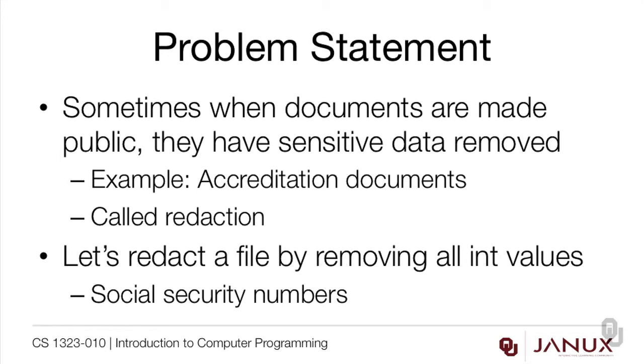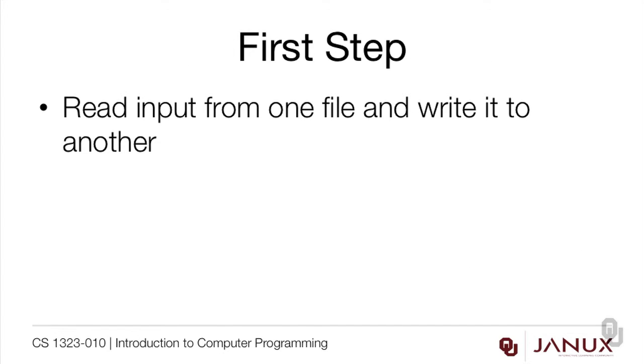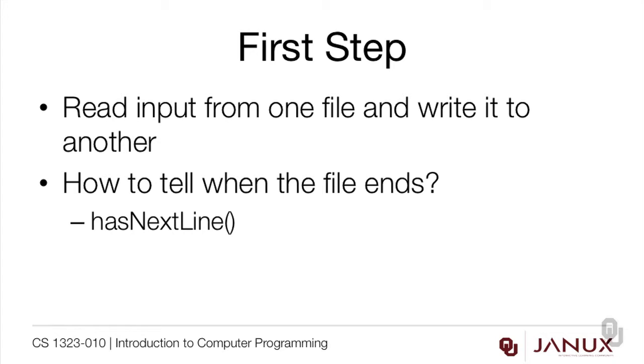You really don't want to have sensitive data like that any place that somebody can get at it because of security reasons. There's some very important protections of privacy that computer scientists are responsible for, and this is a big one. The first step we're going to do is to read the input from one file and write it to another file. Now, this is a process we haven't done before, and it's a good idea to start with this first before we start dealing with the redaction.